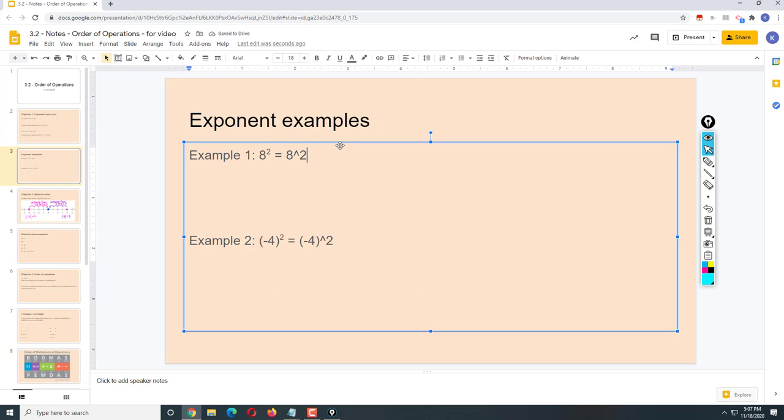So exponents. 8 squared would be 8 times 8, which is 64. Negative 4 squared, that's negative 4 times negative 4. The two negatives cancel, and that gives us positive 16.